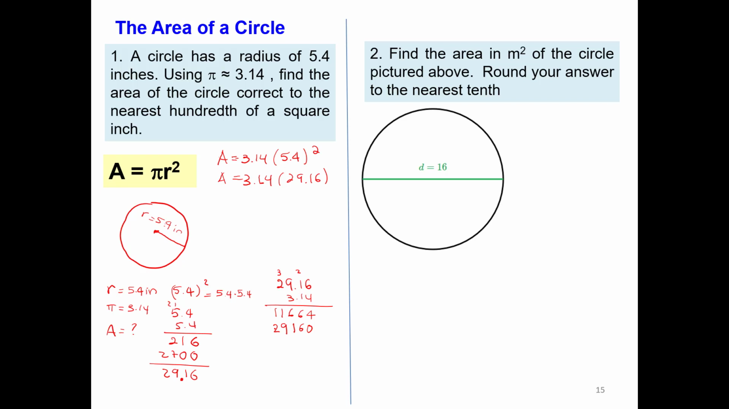Now we need to multiply by 3. Yes, we need to write here zeros. 3 times 6, 18. And we carry the 1. 3 times 1 is 3 plus 1 is 4. 3 times 9 is 27. Carry the 2. 3 times 2 is 6 plus 2 is 8.